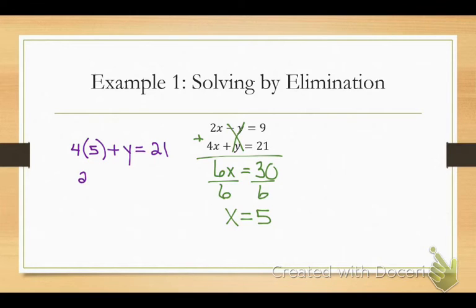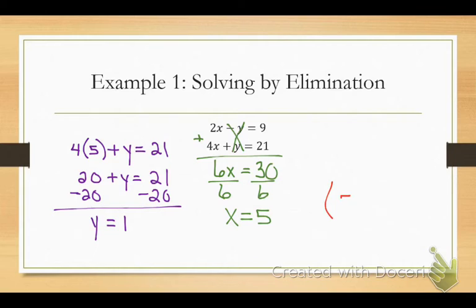Yeah, so 4 times 5 is 20. All right, and then Taylor, what do I do last? What's my last step? Graham. You're going to subtract 20 on both sides. Mm-hmm. Subtract 20 on both sides. So what does y equal, guys? 1. Y equals 1. All right, so I put it together in an ordered pair. 5 and 1.